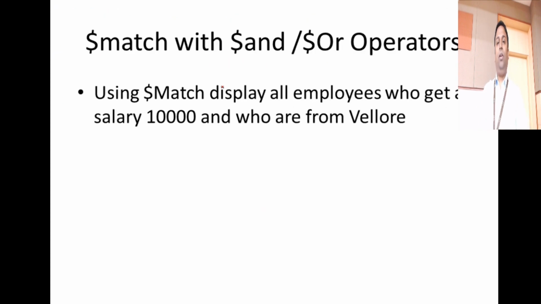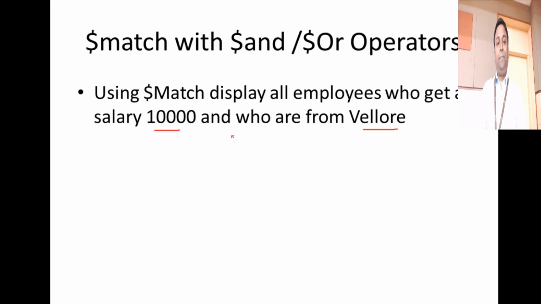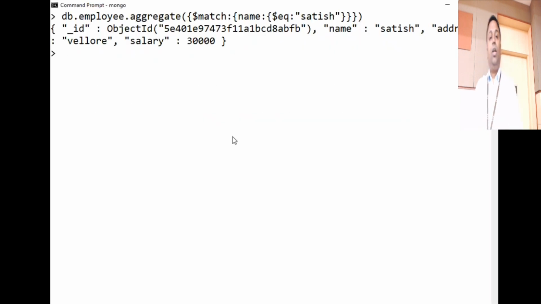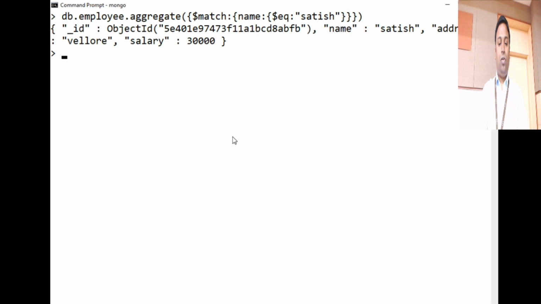Let's take another example. You're going to write a query for this. Using $match, display all employees who get salary 10,000 and work from Vellore. Filter using the stage $match all those employees who get a salary 10,000 and work from Vellore. So how can you go and write the query for this? We'll take these 2 conditions. Salary is equal to 10,000.